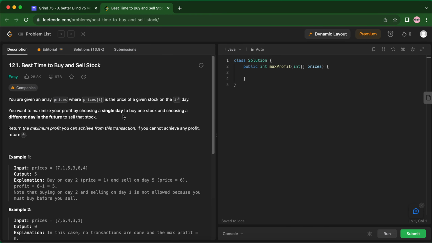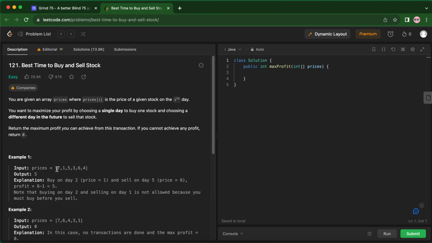Let's go through the problem statement once. You are given an array prices where prices[i] is the price of the given stock on the ith day. You want to maximize your profit by choosing a single day to buy one stock and choosing a different day in the future to sell that stock. Return the maximum profit you can achieve from this transaction. If you cannot achieve any profit, return 0.